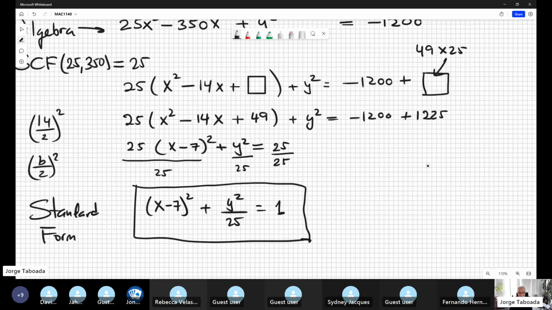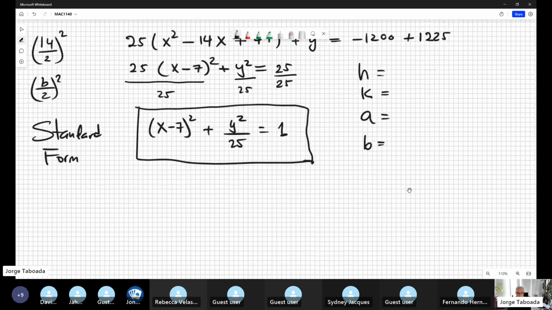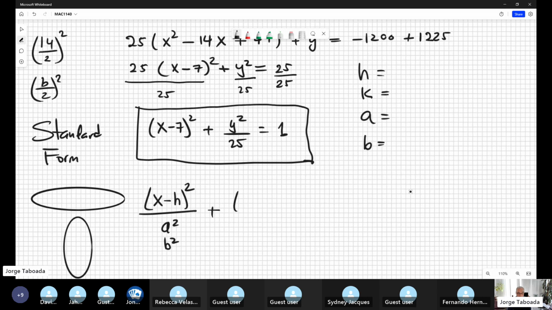And now you see clearly who is h, who is k, who is a, and who is b. Who is h and who is k? Who can help me? Remember, compare the equation. The standard equation that you need to remember is x minus h squared over a squared or b squared, depending on whether it is a horizontal ellipse or a vertical ellipse, plus y minus k squared over a squared or b squared, equals 1.